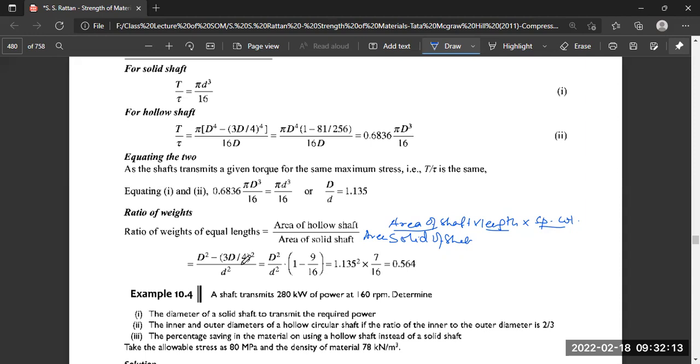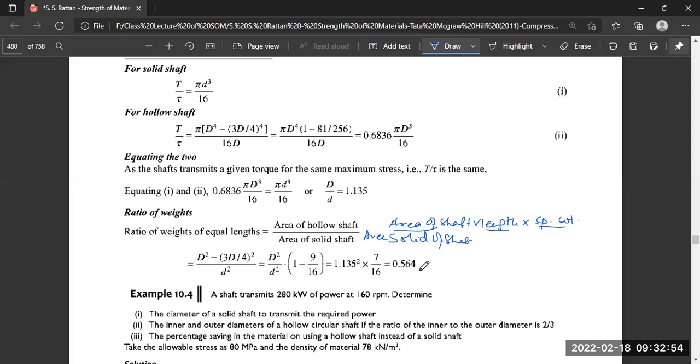So we put 3D by 4 as small d to the power 2, divided by the diameter of the solid shaft, which is the outside diameter of the solid shaft, because it becomes 1 minus 1.6. And we have this relation 1.135. This is the relation between capital OD of the hollow shaft divided by OD of the solid shaft. So we put it here, multiplied by the same value and multiplied by 7.7 by 16. So the ratio of their weights is equal to 0.564.